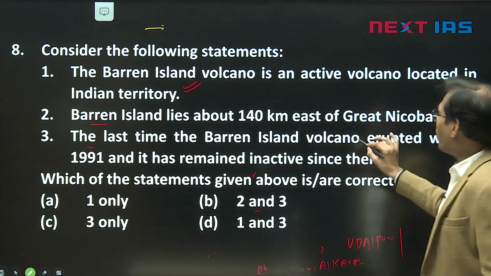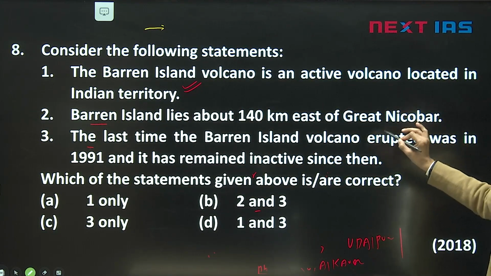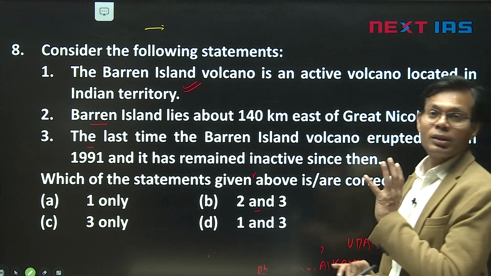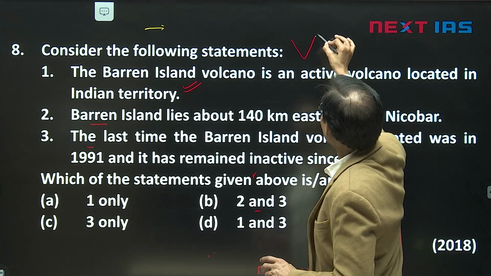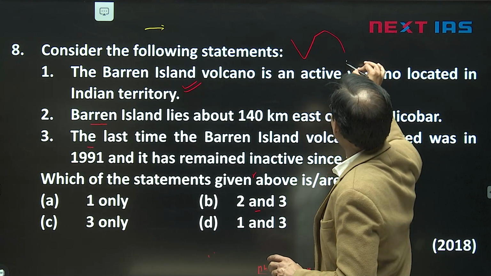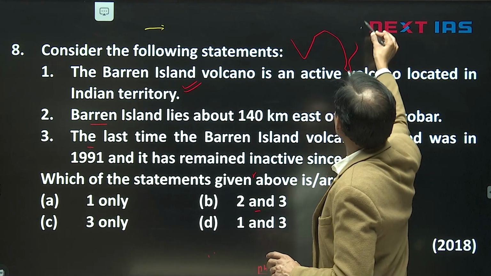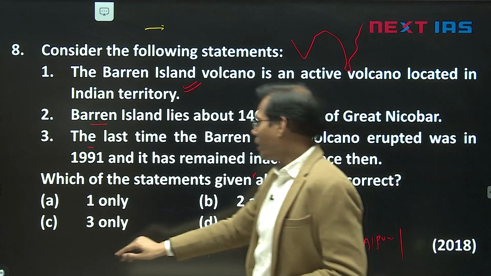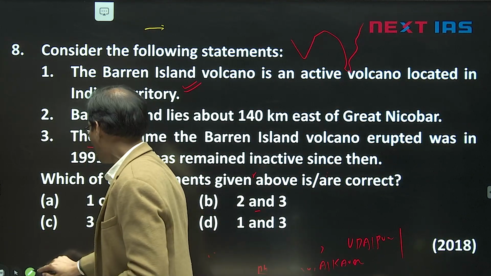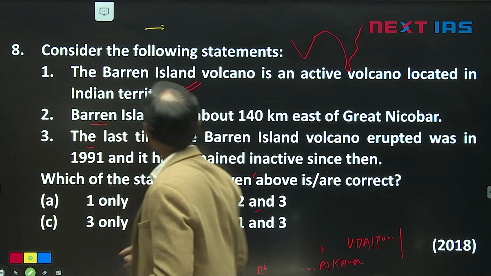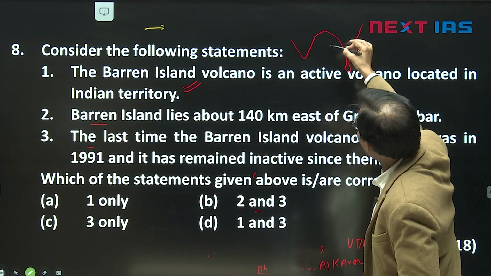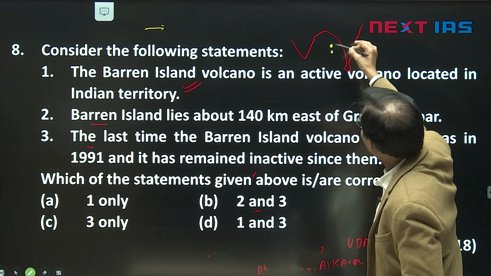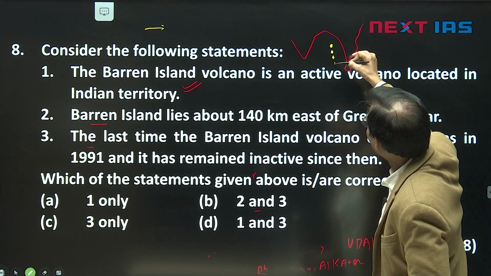Barren Island is about 140 km east of the Great Nicobar. Again, a diagram will help you a lot. You know the Indian map, with the Bay of Bengal side and here the Malay Peninsula. If I ask you to show the Andaman Nicobar, many of us are aware that the Andaman Nicobar is like that, an island chain closer to Myanmar, and this side closer to Indonesia as well.